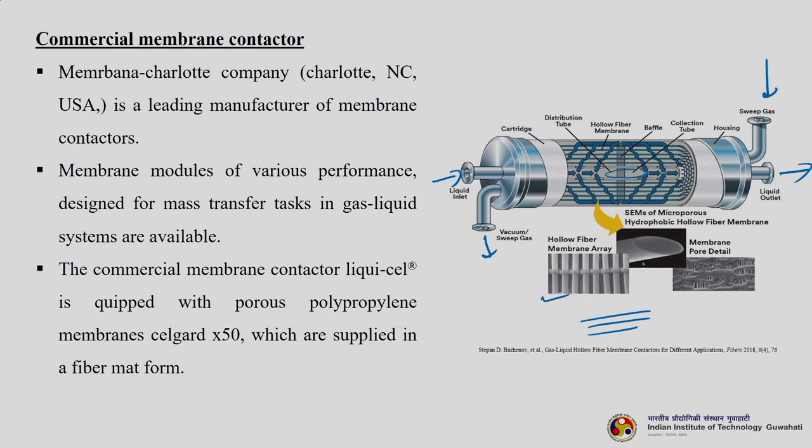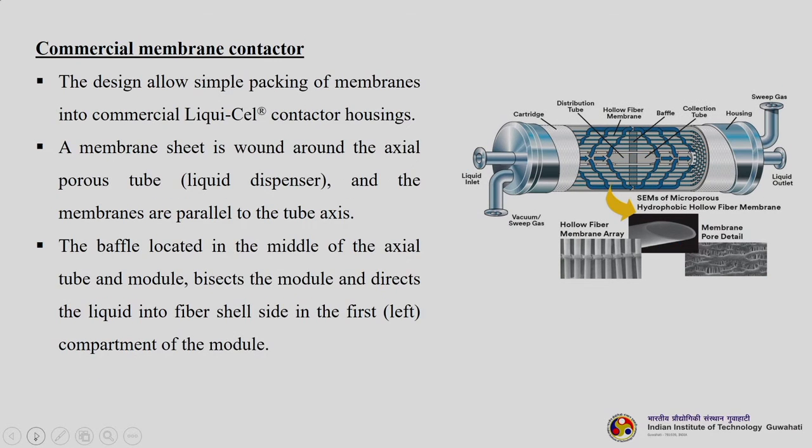This is a single hollow fiber membrane, and this is how membrane pores look in detail. This is an SEM image. So, you just get an idea about how these things happen. The design allows simple packing of membranes into commercial Liquicell contactor housings. A membrane sheet is wound around the axial porous tube, and the membranes are parallel to the tube axis. Anyway, we have discussed these things during membrane modules, but just quickly going through it so that you can recollect. The baffle located in the middle of the axial tube bisects the module and directs the liquid into the fiber cell in the first compartment of the module.